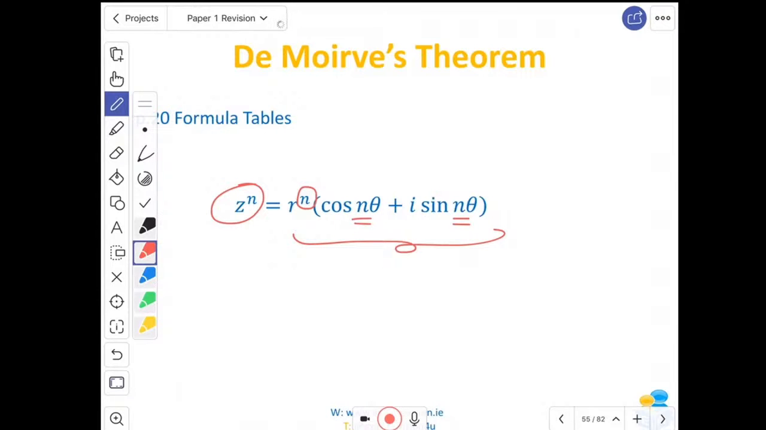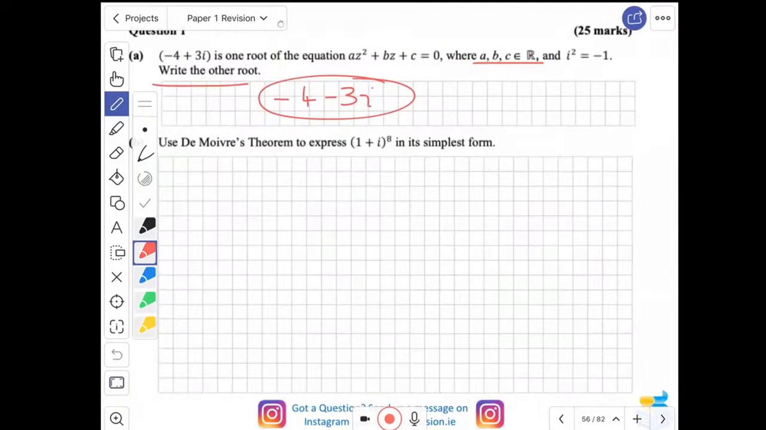So I'm going to talk you through a quick exam question now. It says, use de Moivre's theorem to express (1 + i)^8 in its simplest form. Okay, so the first thing we're going to do is write this number, 1 plus i, and we're going to forget about the power of 8 for a second. We're going to write that into polar form.